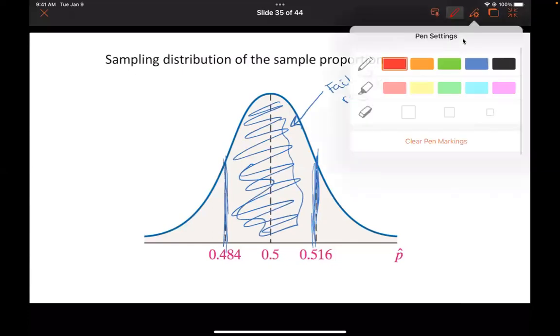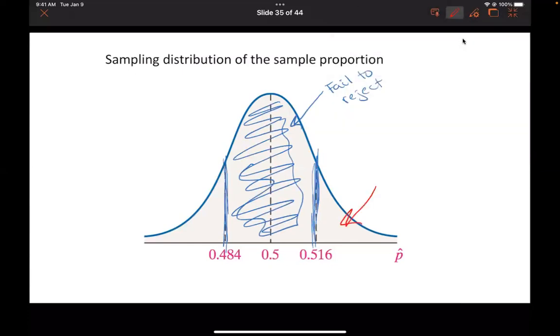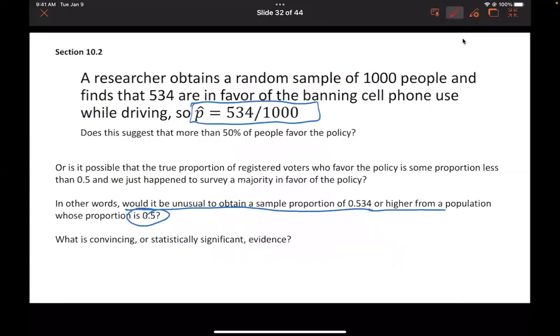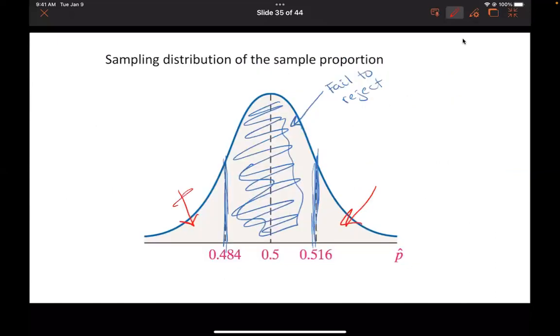If my sample lands me out here or out here, wait, are we looking for greater than? Oh, we're looking for just greater than, right? Higher than. So we're looking, sorry. If it lands out here, I would reject.